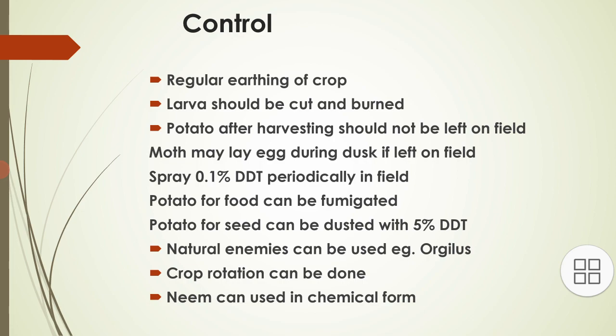Crop rotation can be done, like avoiding tomato after planting potato and planting something else. Neem can be used in chemical form to kill the larva.